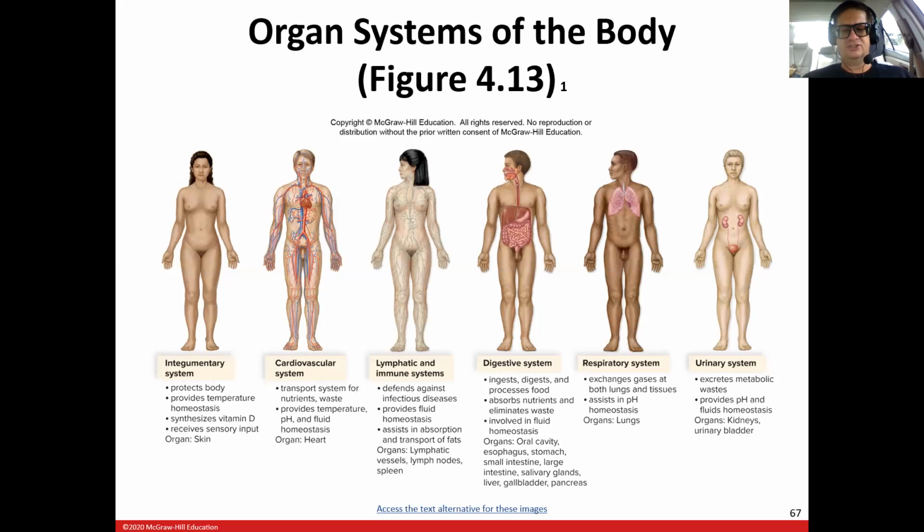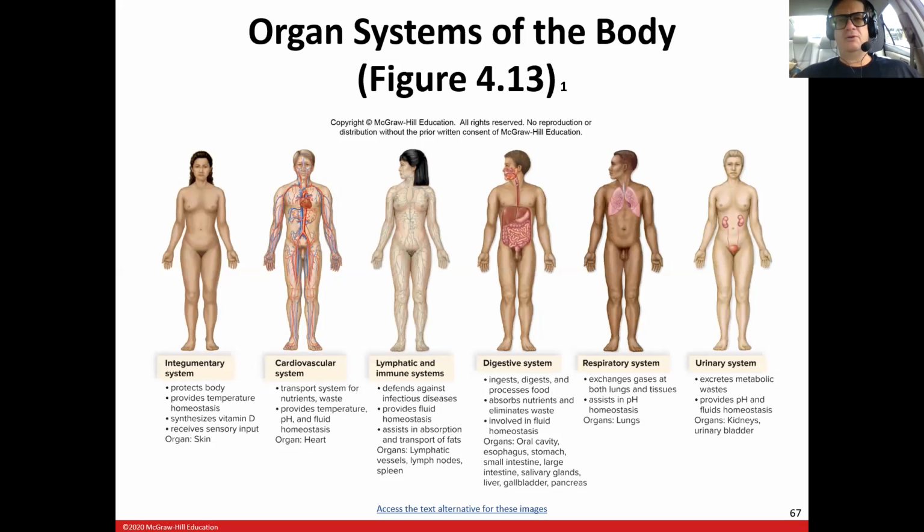The book has a pretty chart here with functions of the integumentary system, cardiovascular system, lymphatic and immune, digestive, respiratory, urinary. I'm going to check and see if it's on the next page, but I don't see the nervous system or the endocrine system in there.